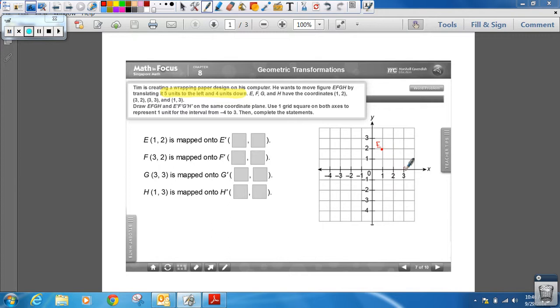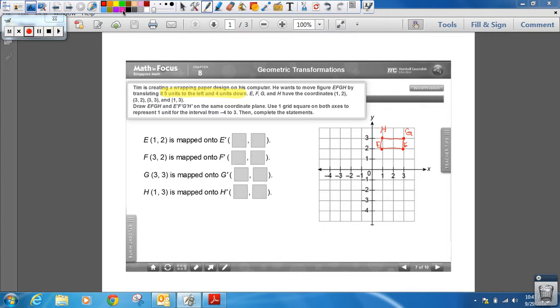3, 2 then is the second one, so that is F, because it corresponds in the same order. G then is at 3, 3. And hopefully your letters are a little better than mine. And the last one there, H, is at 1, 3. So again, this is in the shape of a rectangle. And it wants you to draw both of them in and then find the coordinates of the prime figure.